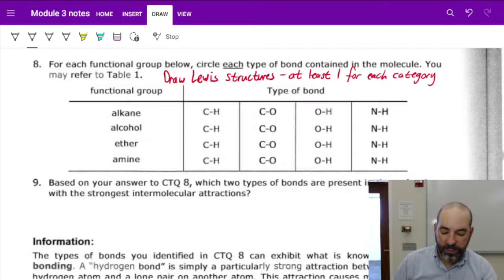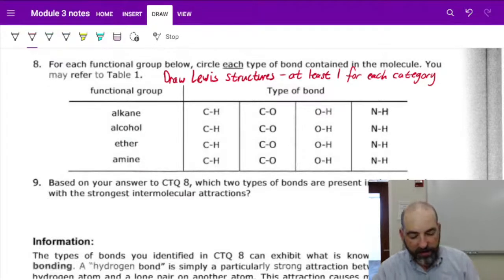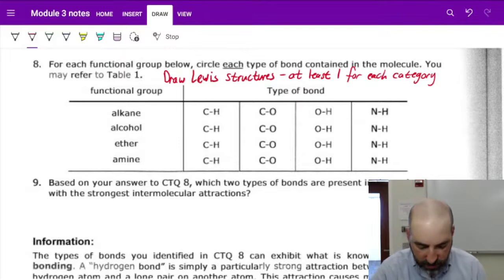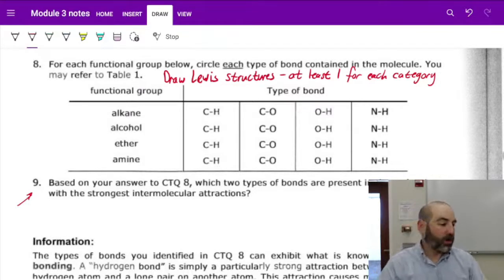So are there CH bonds, are there CO bonds, are there OH bonds, are there NH bonds? You'll be able to circle multiples of these for some of them and maybe not for other ones. And there are some other types of bonds that aren't shown here, like CC or CN bonds. But just of the ones that are shown, you're just supposed to circle that. And then that leads you to number 9, which is an important conclusion. What types of bonds tend to lead to these strongest attractions?